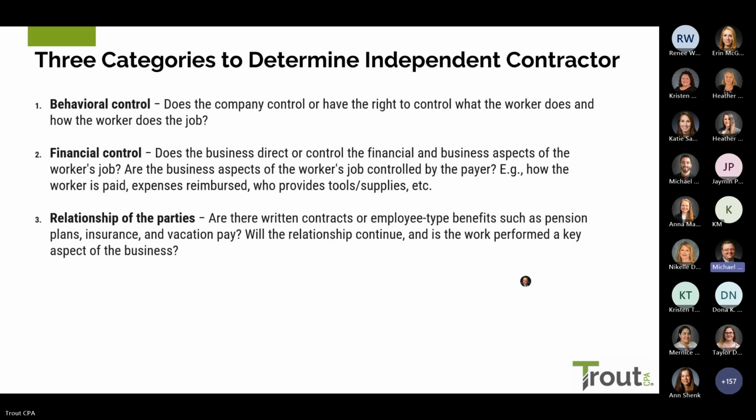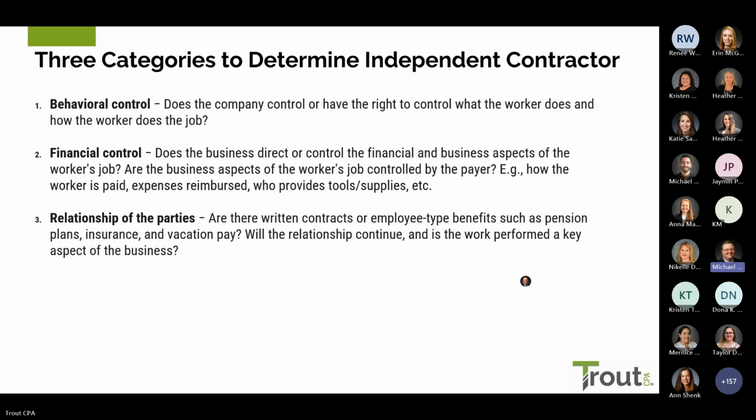The second category is financial control. Does the business direct or control the financial and business aspects of the worker's job? These are things like how the worker is paid, whether expenses are reimbursed, who provides tools and supplies, etc.